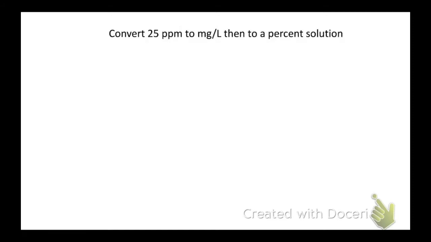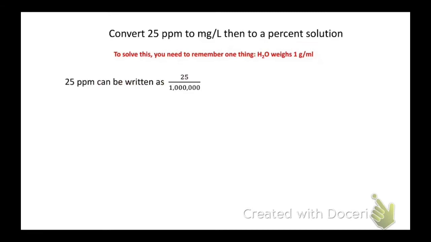Let's convert 25 parts per million to milligrams per liter and then to a percent solution. So one of the things that we're going to need to know for this, because we're in a biology system typically looking at water as the solvent, is that water weighs 1 gram per milliliter, and that will become very useful. So 25 parts per million can be written as 25, and the parts per million is in the denominator. And that makes it useful when we're trying to convert this to milligrams per liter.